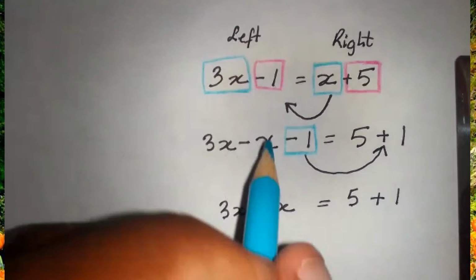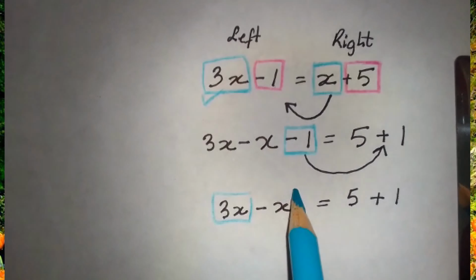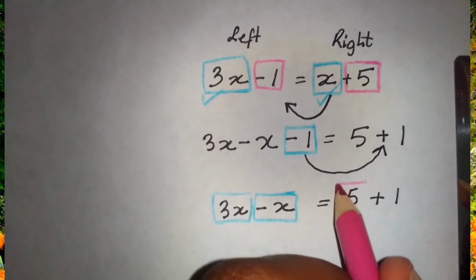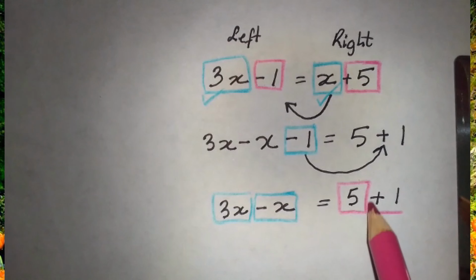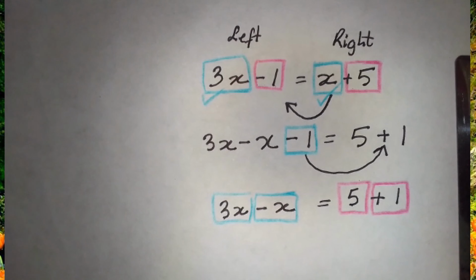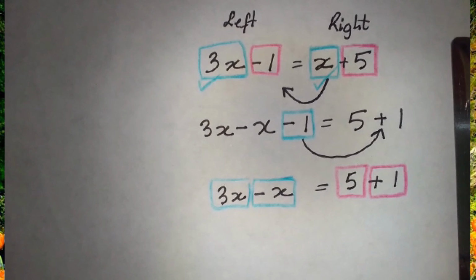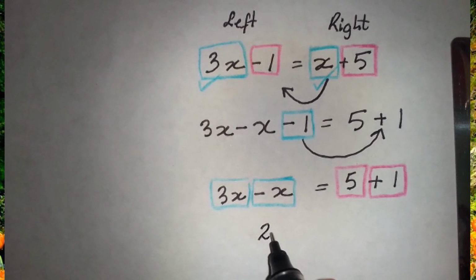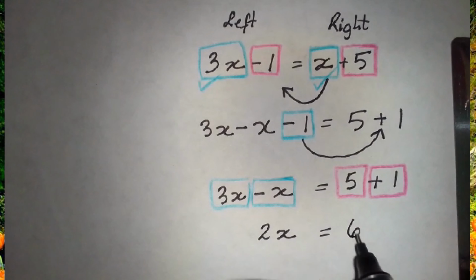When you look at it, my 3x here and my x, when it changes, it becomes negative x. And I also have my positive 5 over the right side originally, and this 1. When it changes, it becomes positive, from negative to positive. Seeing that my like terms are together, I can simplify. So I have 3x's and I lost 1x. I'm going to be left with 2x. And 5 plus 1 will give us 6.